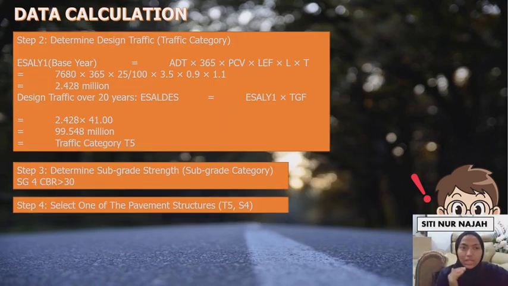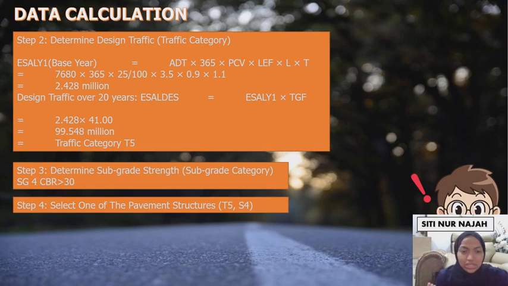For step 2, to determine the design traffic, which is the traffic category, we use the SLU1 base year formula. The formula is ADT multiplied by 365 multiplied by PCV multiplied by LEF multiplied by L multiplied by T, and we got 2.428 million. For the design traffic over 20 years, it must be multiplied by TGF, and we got 99.548 million, which is more than 30 million, so the traffic category is T5.